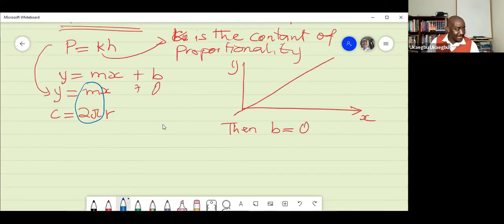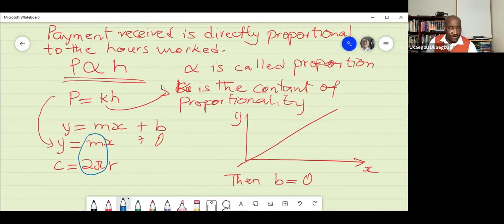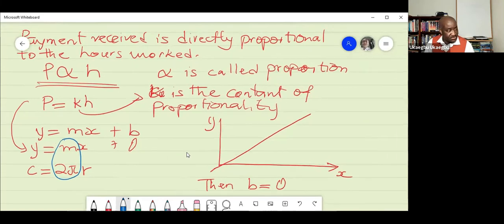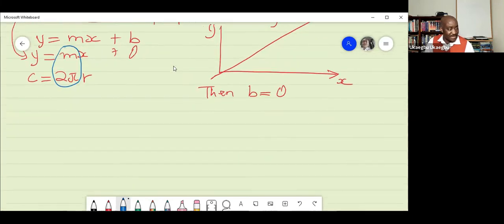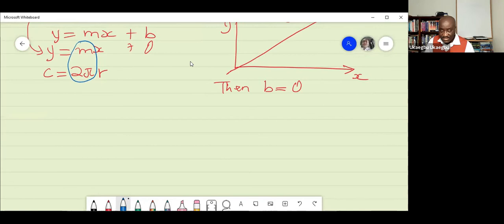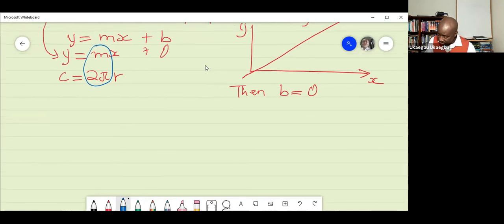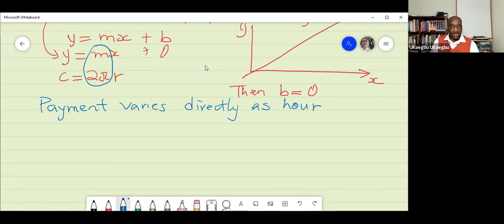And that is called direct variation. So now, if you don't want to say that payment received is directly proportional, you can use another phrase. You can call it varies directly. You can say payment varies directly as hour. That's another way you can phrase it, and it will be technically correct.